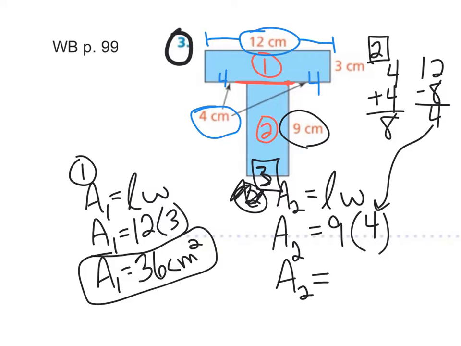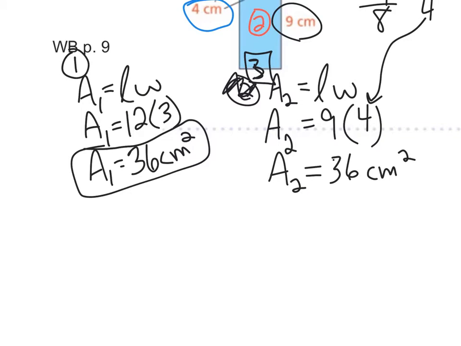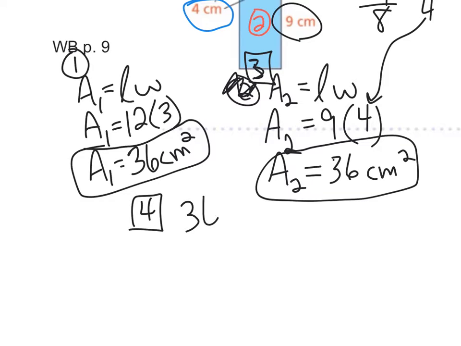And then we multiply those. 9 times 4 is 36. So they actually have the same areas as each other. And then once we get that, then we can just add those two together. So that we could call our fourth step, just adding those together, which would be 72 square centimeters. Good.